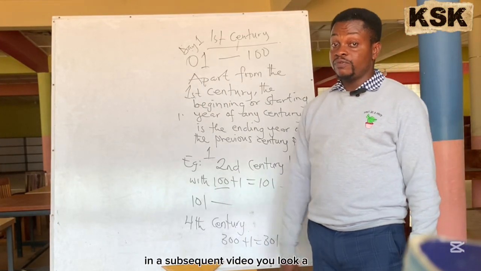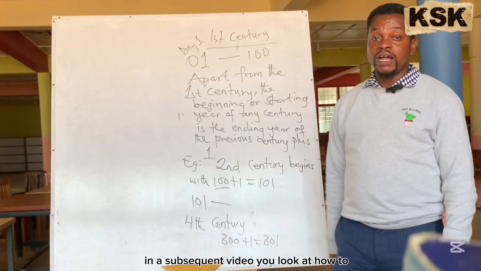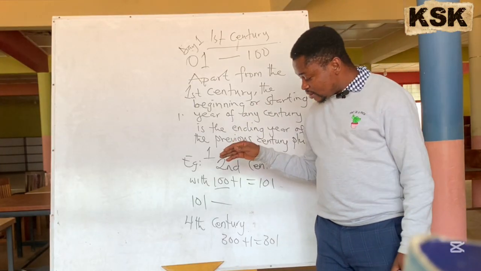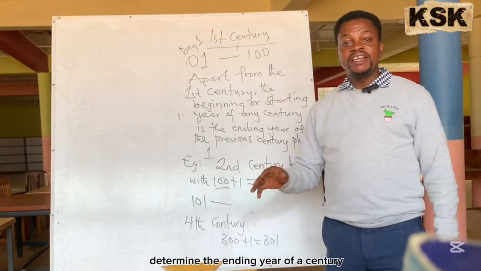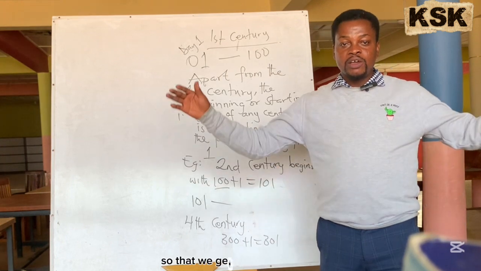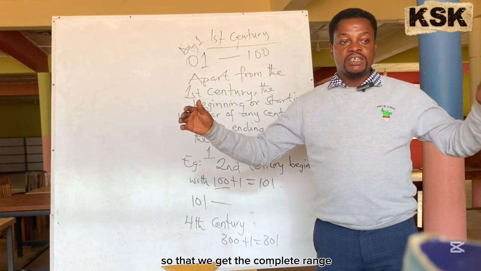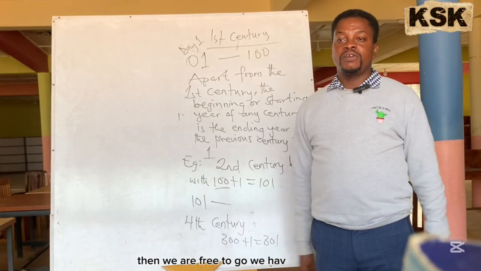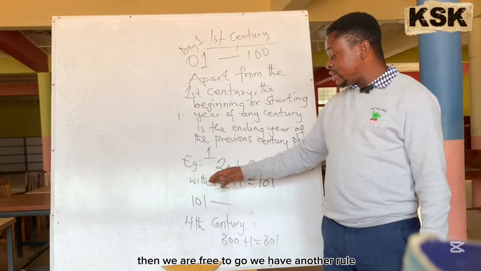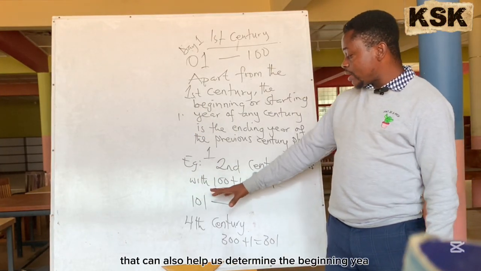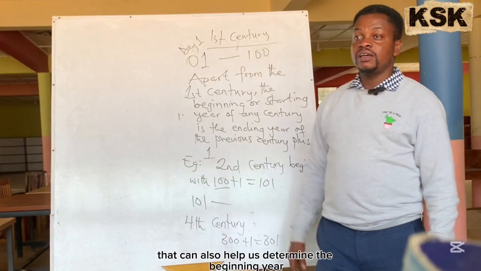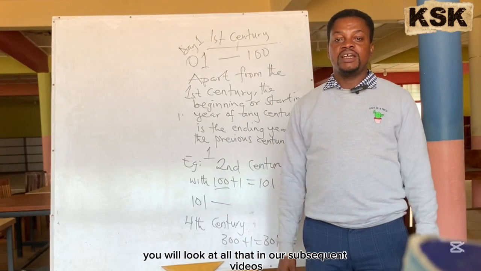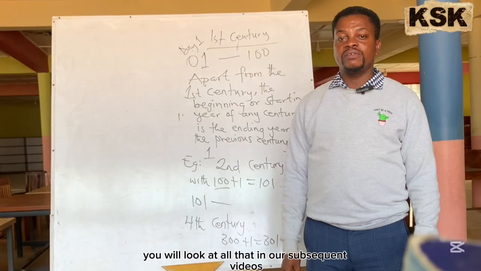In our subsequent video, you will look at how to determine the ending year of a century, so that we get the complete range, the beginning year plus the ending year. Then we are free to go. We have another rule that can also help us determine the beginning year. You will look at all that in subsequent videos.